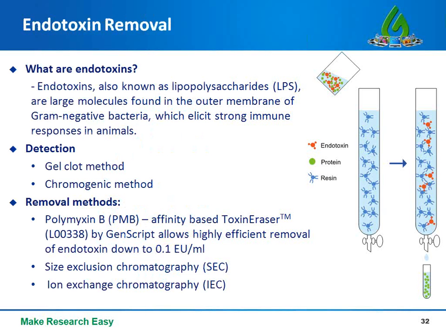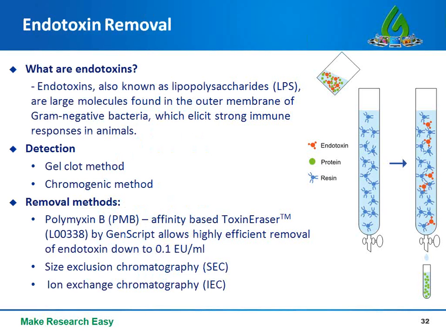To keep the endotoxin level under the required limit in the sample, there are three routinely used methods to remove endotoxin. One is affinity-based polymyxin B (PMB) method, such as GenScript toxin eraser, a modified PMB-based affinity matrix that allows highly efficient endotoxin removal down to 0.1 EU per ml.